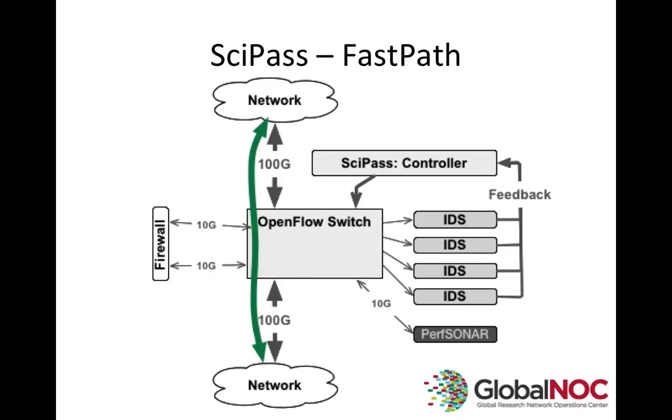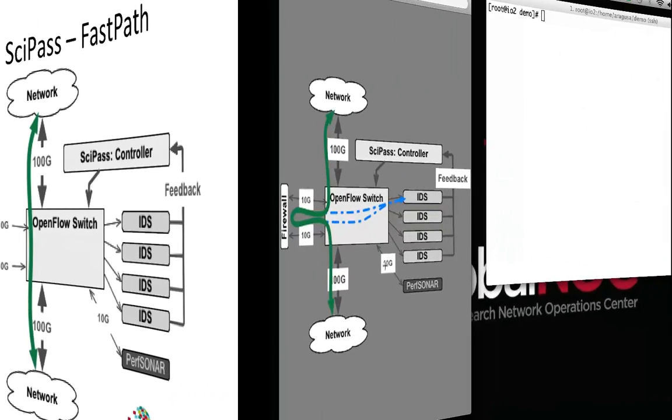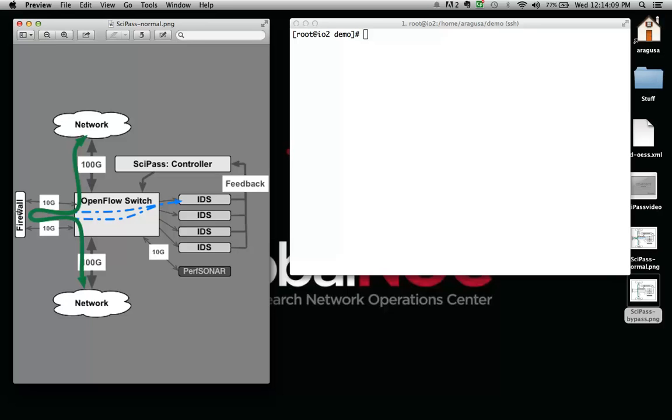Now let's see a demo of SciPass in action. Our demo consists of a typical 10 gig firewall device. A Brocade MLXE4 with 8x10 gig card is our OpenFlow switch. An IDS sensor, a Grid FTP client on our local area network, and a Grid FTP server at multiple remote sites across the LAN. All traffic is passing through the MLXE, which is in OpenFlow mode, controlled by our SciPass controller. SciPass has been configured so that all traffic is being sent through the firewall and to the IDS sensor.